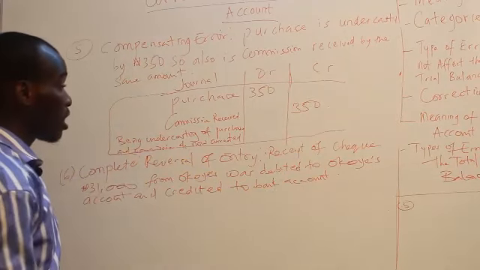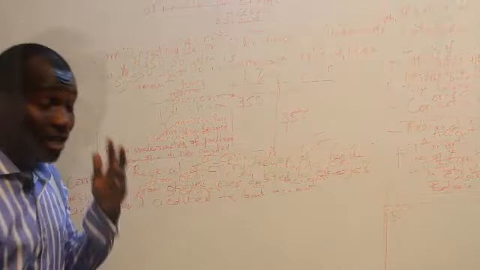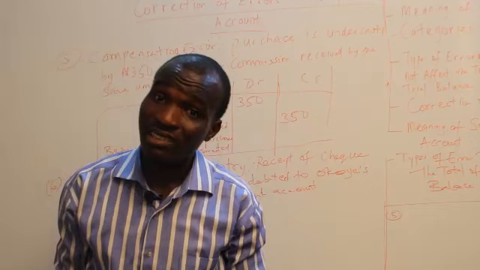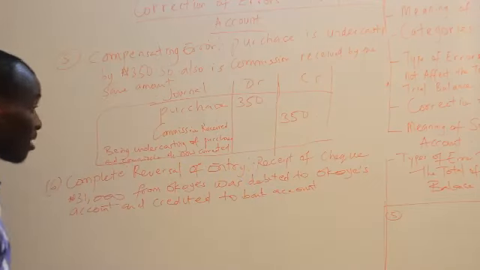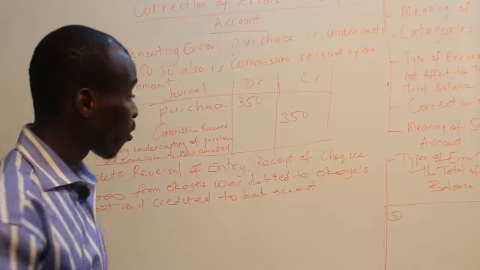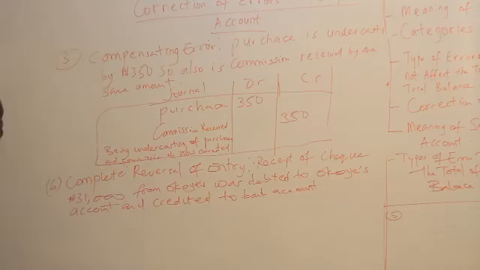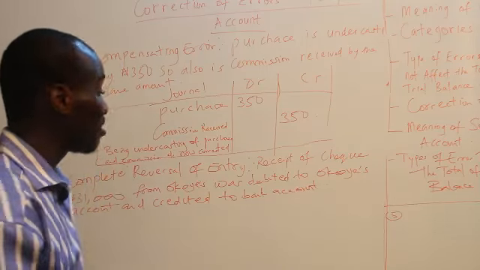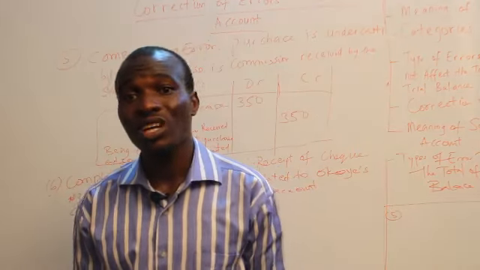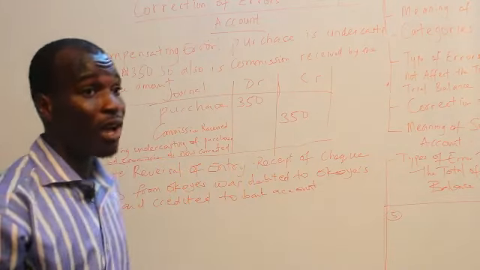So next one we have complete reversal of entry. This is when the account that's supposed to be debited is credited and the account that's supposed to have been credited is debited. So we have an illustration. Receipt of cheque of 31,000 from Okoye was debited to Okoye's account and credited to the bank account. When you receive a cheque from Okoye, Okoye's account should have been credited while the bank account should have been debited. But there is a total, complete reversal of entry.